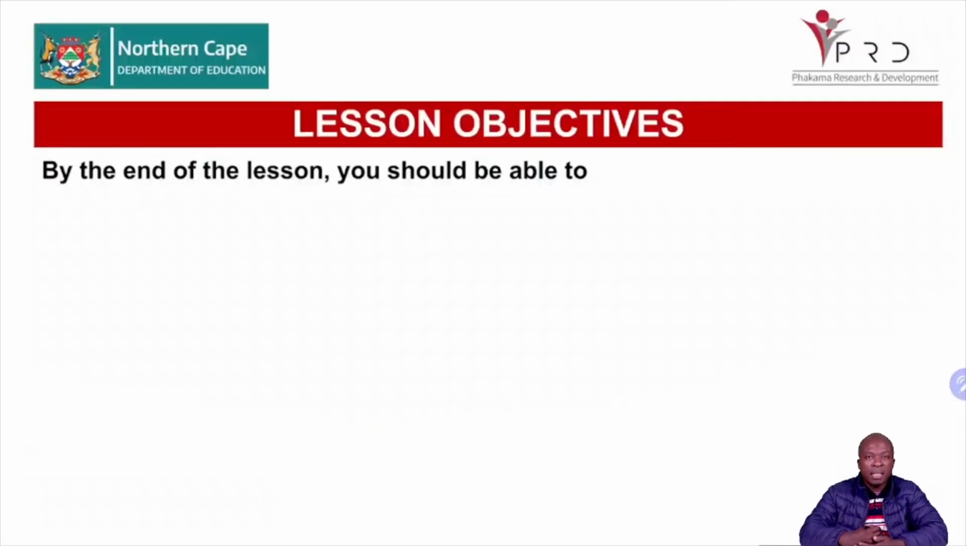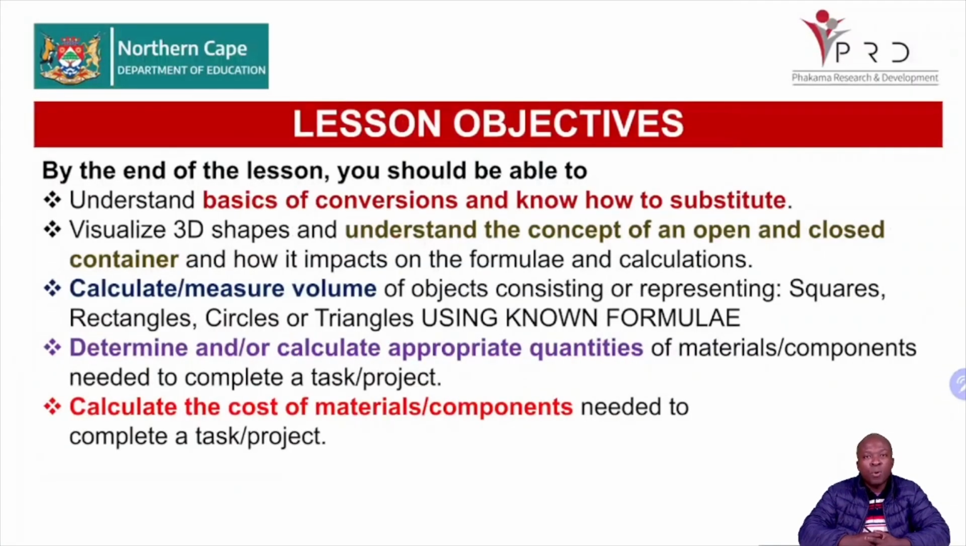At the end of the lesson, what I'm hoping is that you should be able to understand the basics of conversions and know how to substitute. You should be able to visualize 3D objects or shapes and understand the concept of an open and closed container and how it impacts the formula given. So basically, if we have a box that is closed, it is going to have 6 sides. But if the lid is not there, it's going to have 5 sides. That is what I'm talking about. We'll go over it as time goes on.